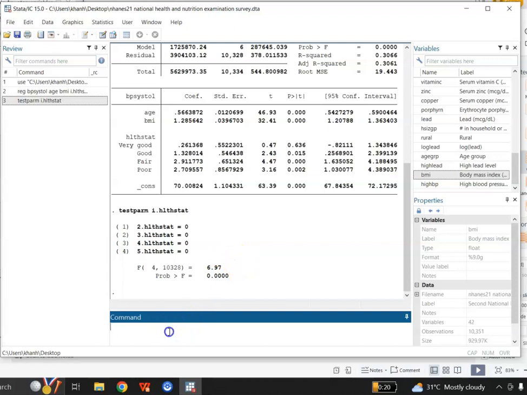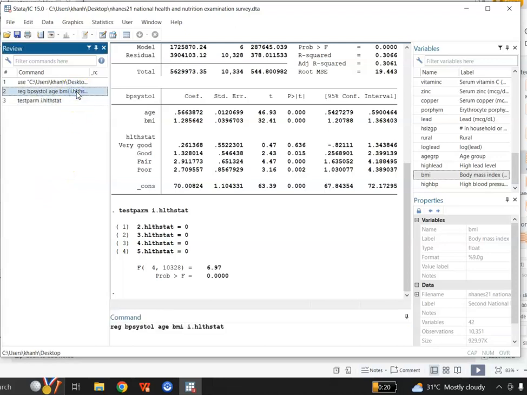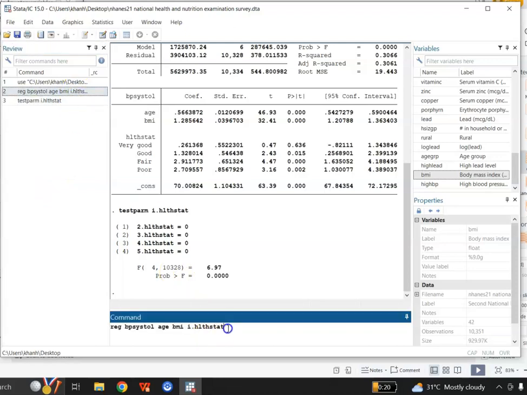After this, I'm going to show another regression with one interaction effect, and I want to see what is the interaction effect between health and age. So age is my continuous variable, that is the main effect.